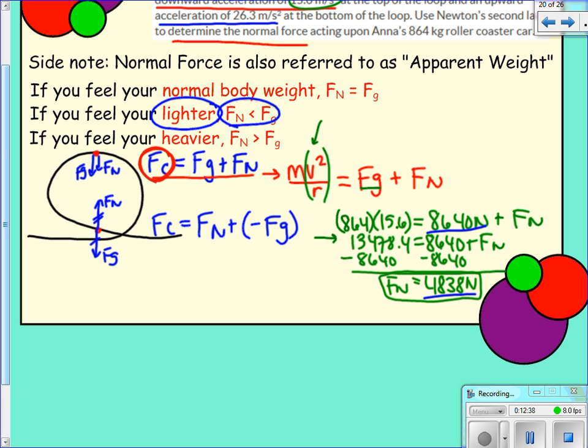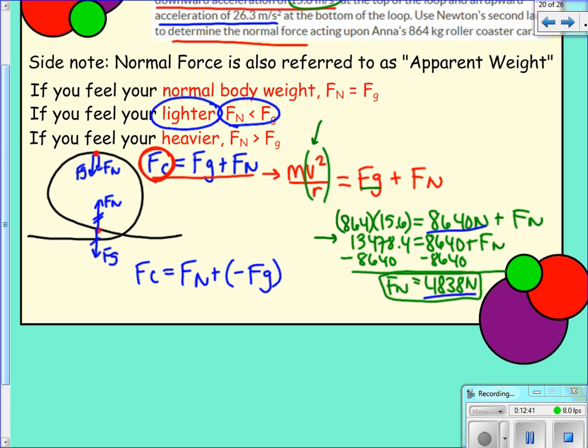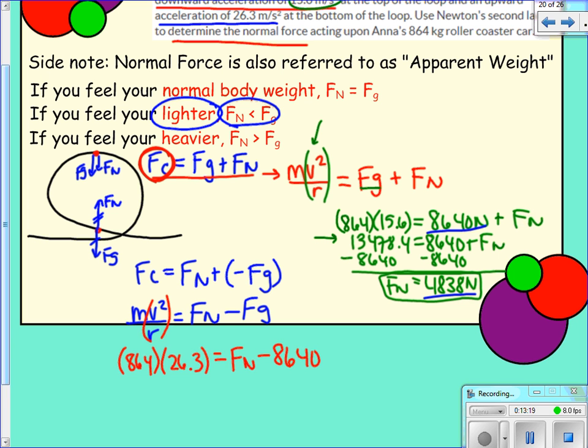Okay, so we have our equation right here that we wrote for at the bottom of the loop. Force centripetal is equal to force normal plus negative force gravity. I'm going to rewrite that as mv squared over r equals force normal, and then plus a negative is just minus force gravity. Now let's go ahead and plug in my information. All right, the 864 kilogram car times, remember, v squared over r is just acceleration, so I'm going to times that by my acceleration, which is 26.3 meters per second squared, and that's equal to force normal, which is what I'm solving for, minus force gravity, which is still the 8,640. See, the gravity of the car is not changing.